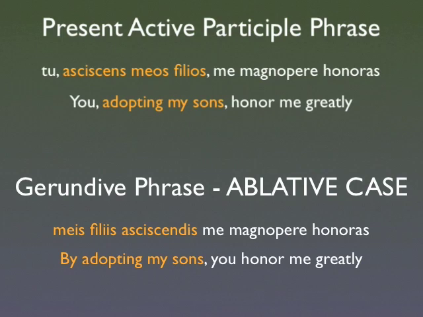The gerund is very similar to the gerundive, which we'll find out at this stage.